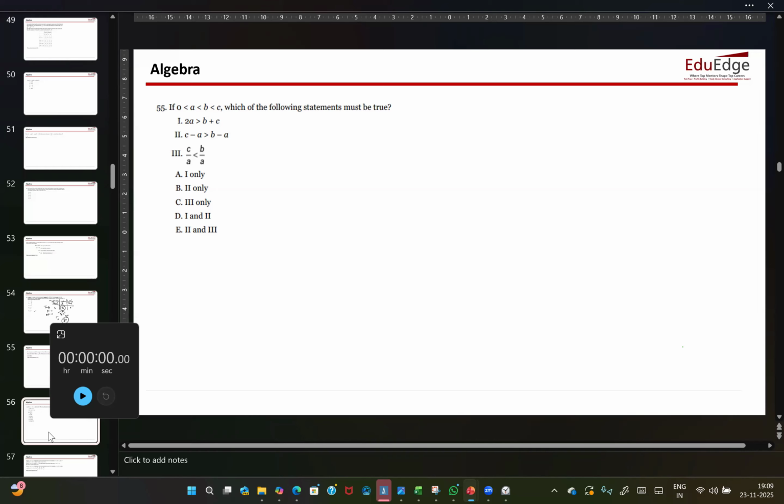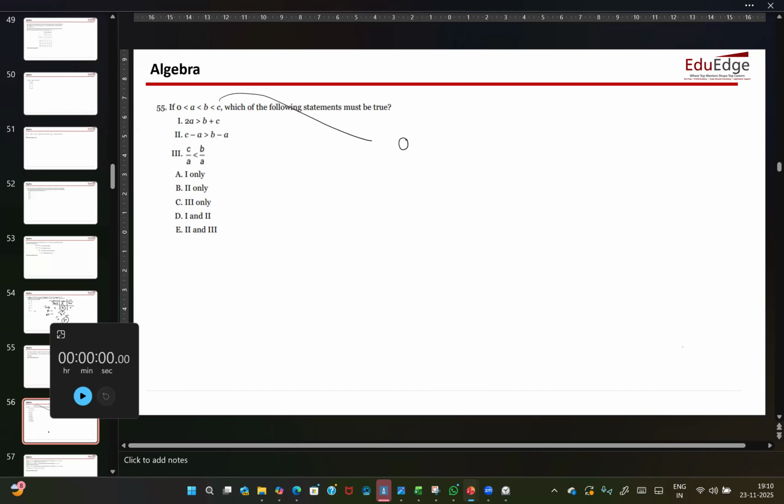So 2 is true, and it's only 2, no? Only two. It could have been done logically also, but best is to take values.